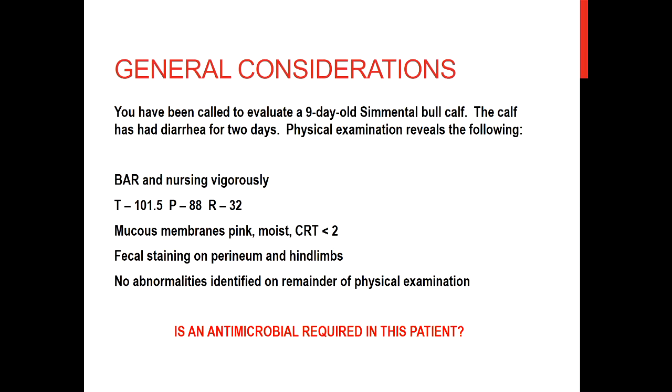So you're presented with this case. It is a 9-day-old Simmental bull calf. And he's got a couple-day history of diarrhea. In your physical exam, he's bright, alert, responsive, nursing vigorously. Temperature is 101.5, heart rate is 88, respiratory rate is 32. You notice fecal staining on the perineum and hind limbs. Mucous membranes are pink and moist, but otherwise this calf is normal. Is an antimicrobial required in this patient?